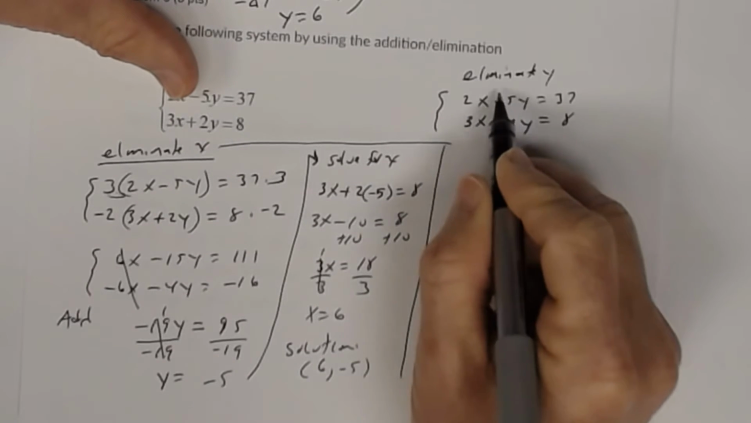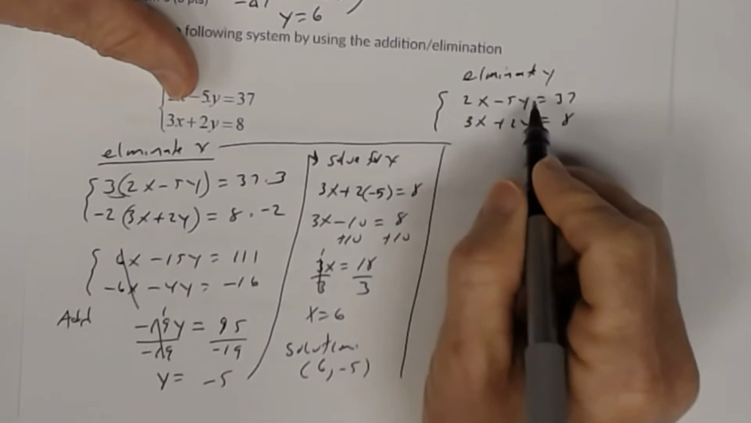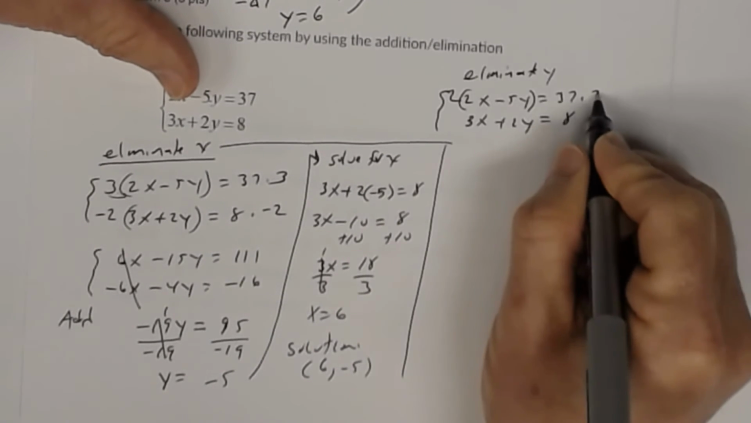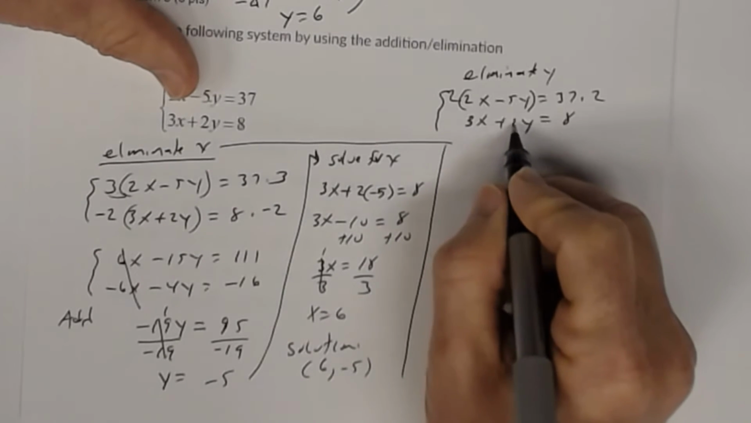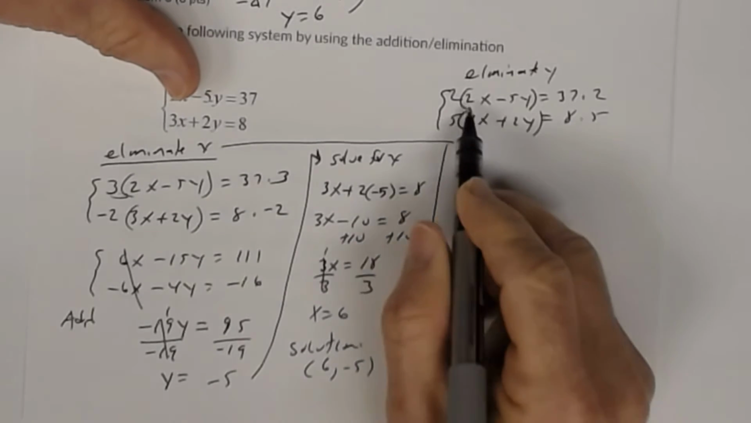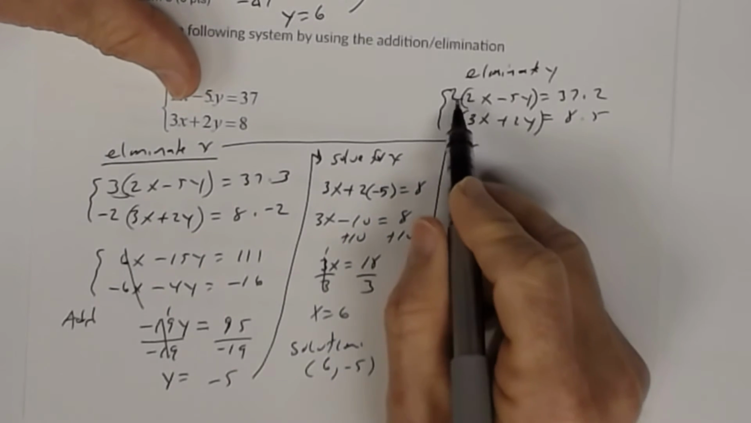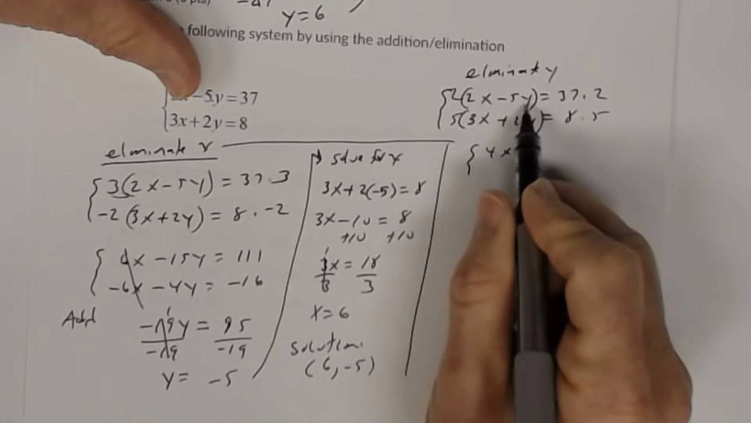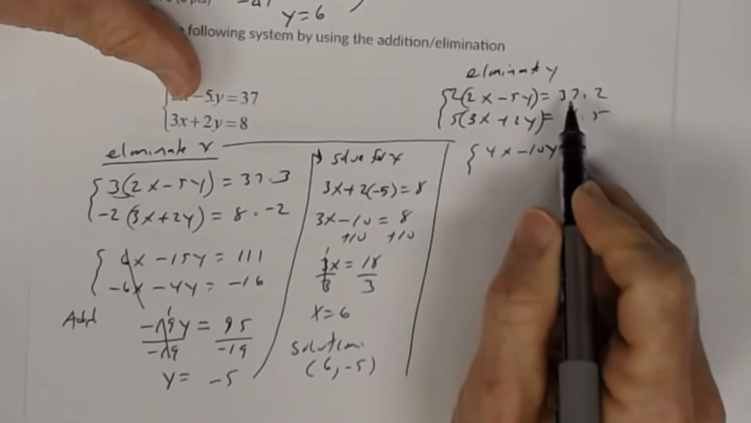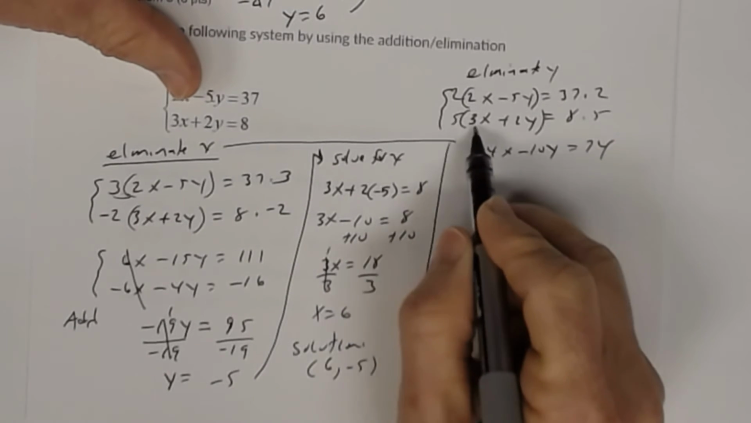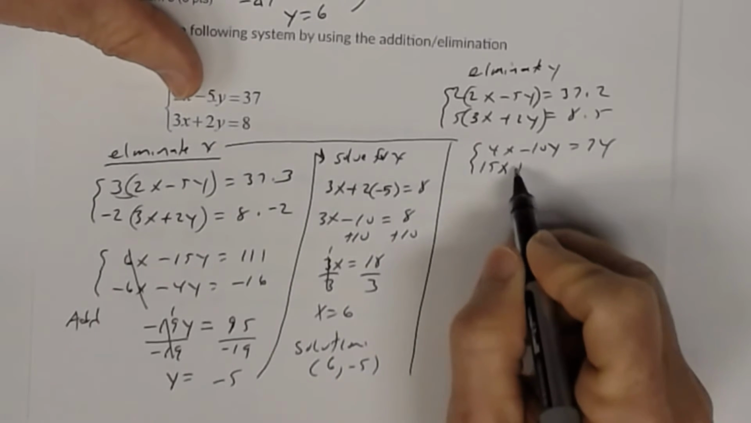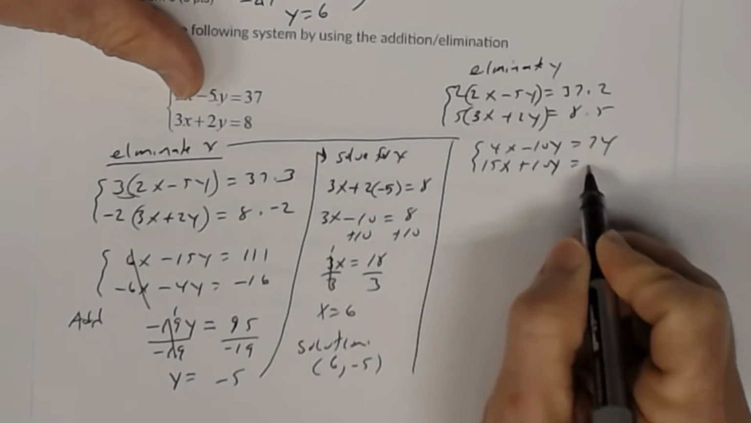All right, so I want this to be a negative 10, which means I have to multiply both sides by 2. Negative 5 times 2 is negative 10. So times 2, times 2. This is 2y. I want 10, so I have to multiply that by 5. So I'm going to say times 5, times 5. All right, now distributing, I get 2 times 2x is 4x. 2 times negative 5y is a negative 10y equals, and then 37 times 2 is 74. Over here, 5 times 3x is 15x. 5 times 2y is 10y equals 40.